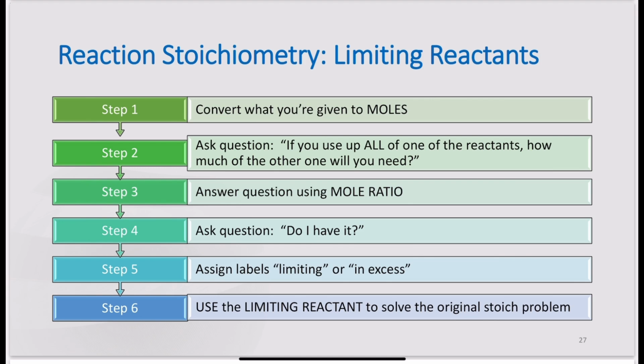So step 1, convert what you're given to moles. Any information you're given, convert it to moles. Step 2, ask yourself, if you use up all of one of the reactants, how much of the other reactant would you need? Step 3, answer the question in step 2 using your mole to mole ratio from your balanced reaction.